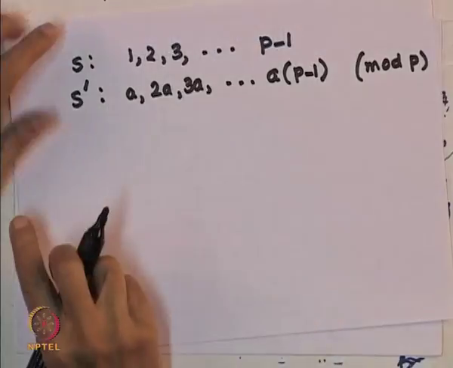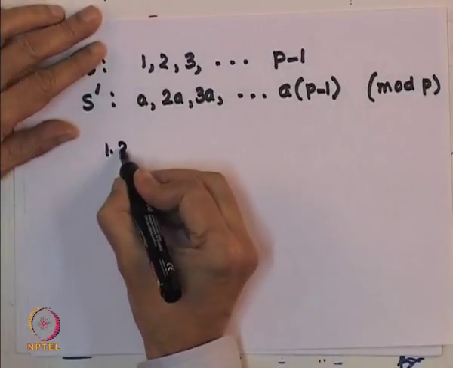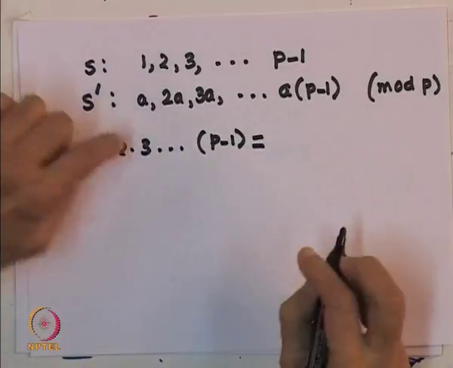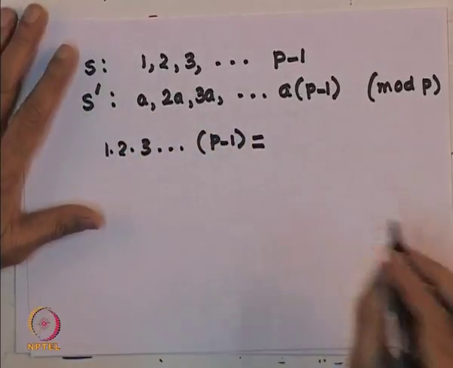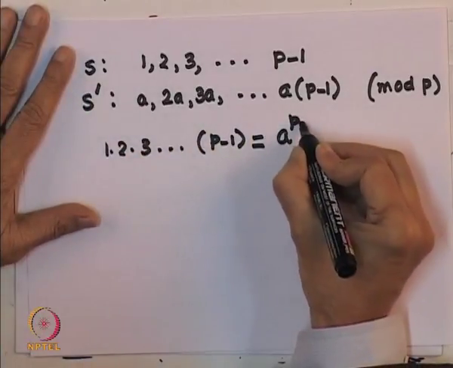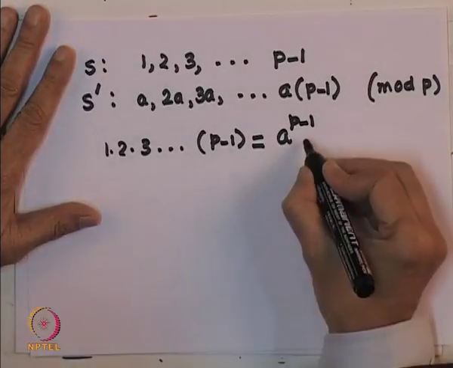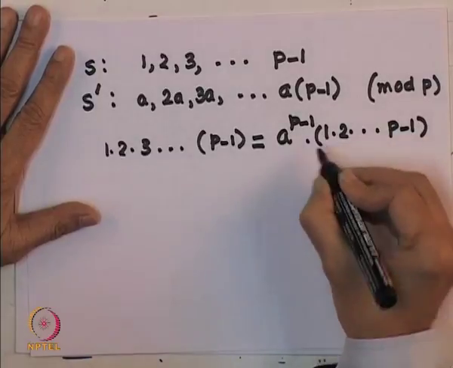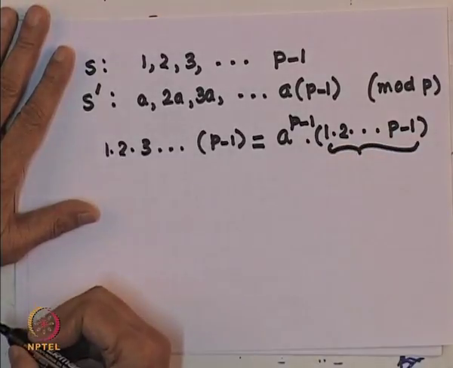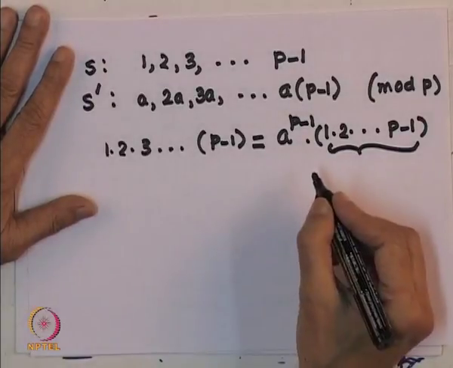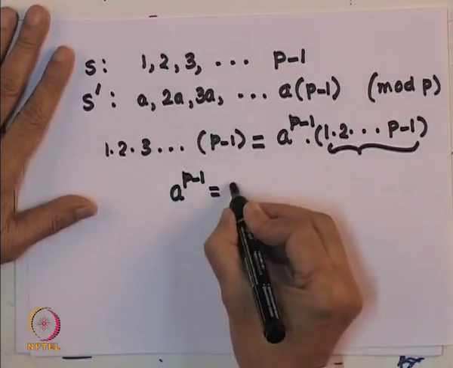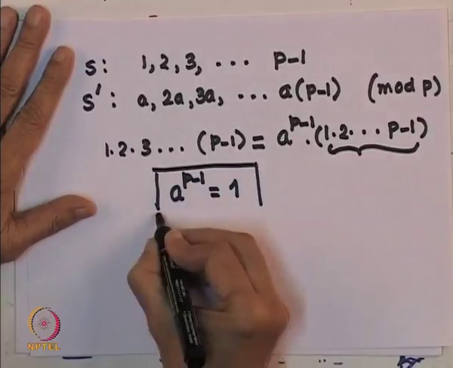Supposing I now multiply them throughout. So I get 1 into 2 into 3 up to p minus 1 is equal to, there are p minus 1 terms, so a appears p minus 1 times. So I get a to the power p minus 1 into 1 into 2 into 3 up to p minus 1, though in the second set they would appear in a different order. So comparing the two sides, I get a to the power p minus 1 is equal to 1 mod p. So this is Fermat's little theorem.